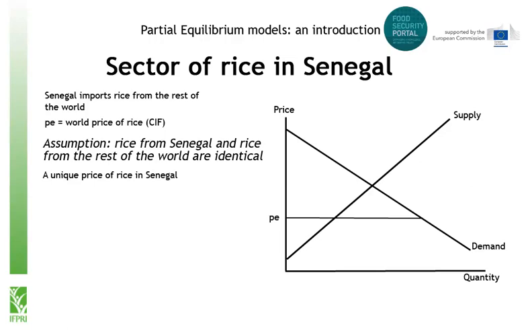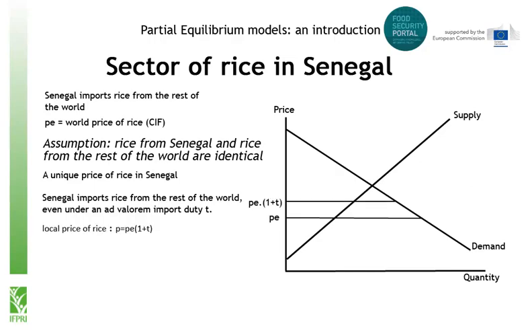So Senegal applies an import duty on the importation of rice from the rest of the world, and even under this import duty, Senegal imports rice. Okay, so this import duty is defined in percentage, so this is an ad valorem import duty, and so the local price of rice is P, which is equal to PE, the world price, multiplied by 1 plus T, which is the ad valorem import duty.